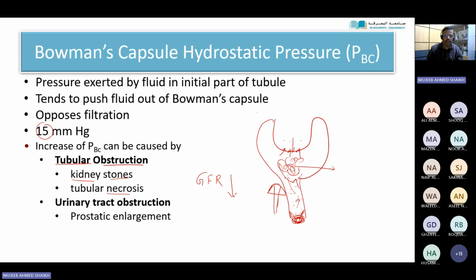Decrease in GFR. So either a stone or tubular necrosis will create this pressure to be more. Also in urinary tract obstruction, the fluid will come out from the kidney into the ureter. Then the ureter will join into the bladder, both sides will join, and then the urethra will throw the fluid out.